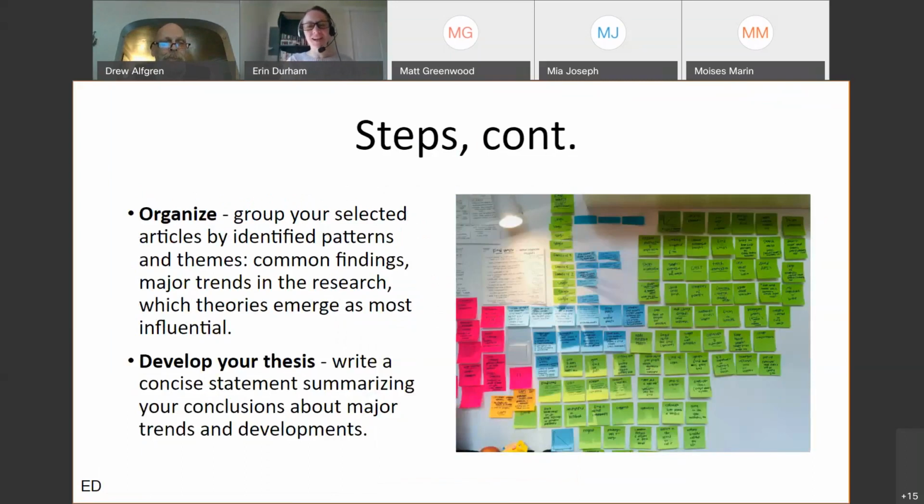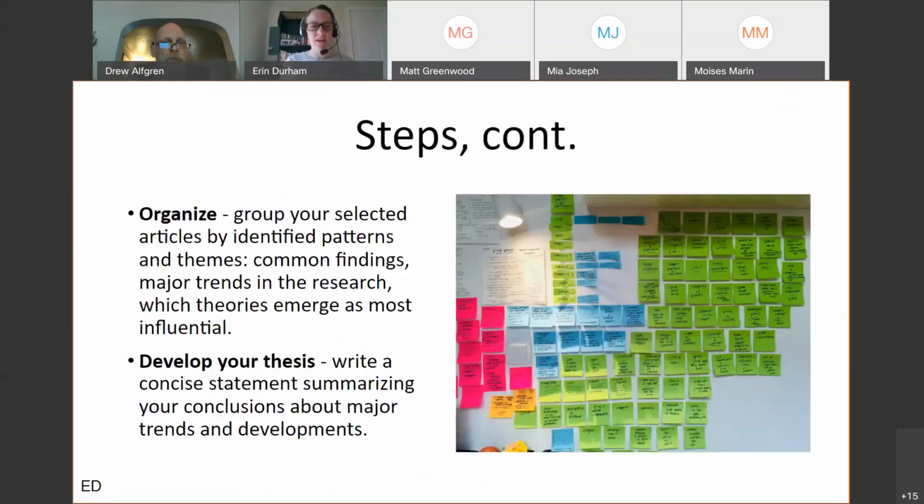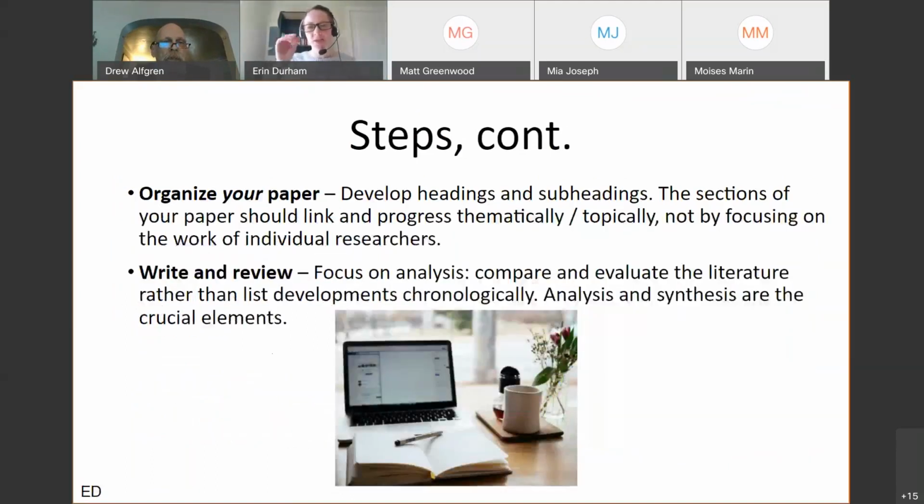Okay, so this is the early stages where you're reading, you're searching, and you're starting to analyze and organize. Then you actually have to work on the writing stages for this. So this is where you're organizing your own paper. You're thinking about subheadings and headings, and then how you're going to progress through thematically and topically.